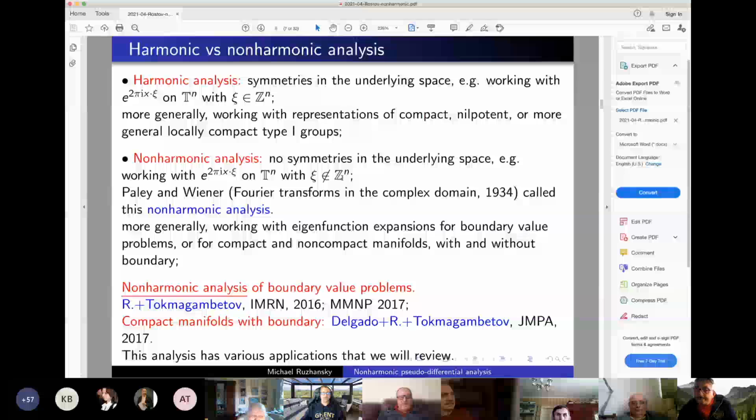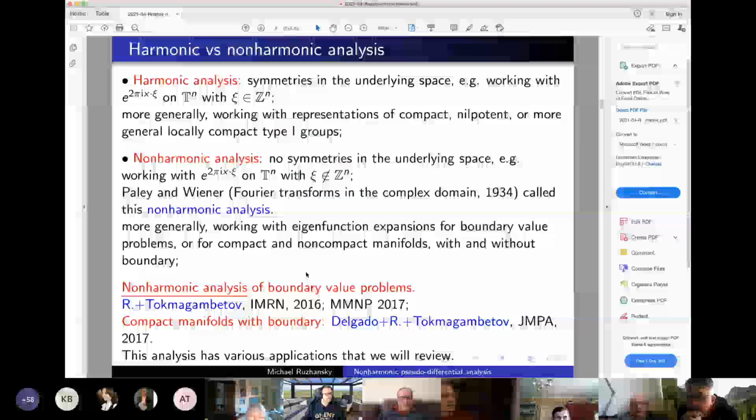There were some papers by Sedletskii called Non-Harmonic Analysis, but maybe the literature is not so much as for harmonic analysis, of course. But for me, more generally, non-harmonic analysis is when we still work with something, but not representations, but with eigenfunctions. Eigenfunction expansions of some boundary value problems on some manifolds, maybe compact, non-compact, with or without boundary.